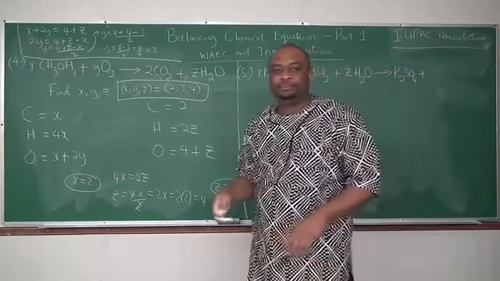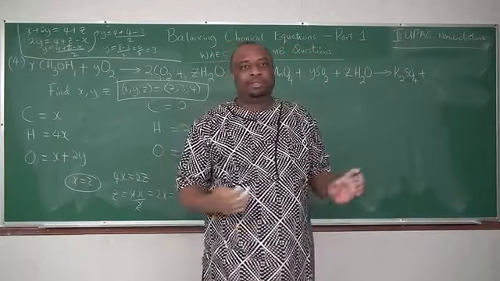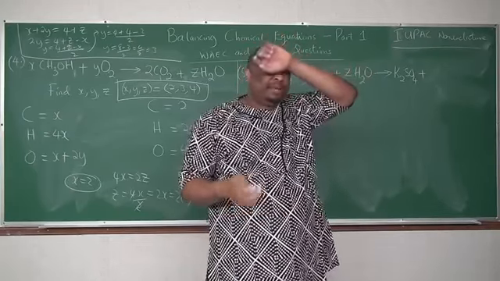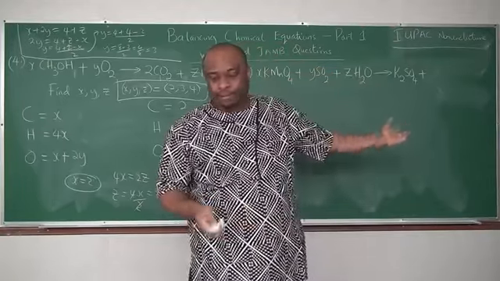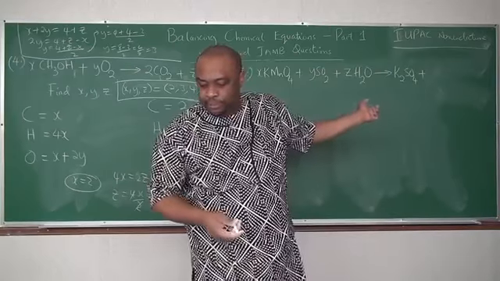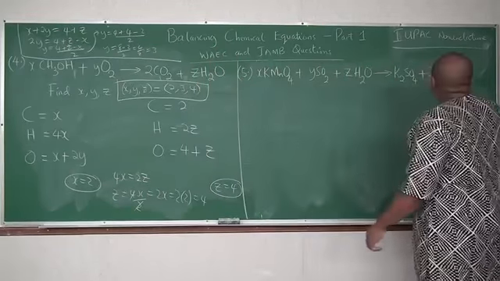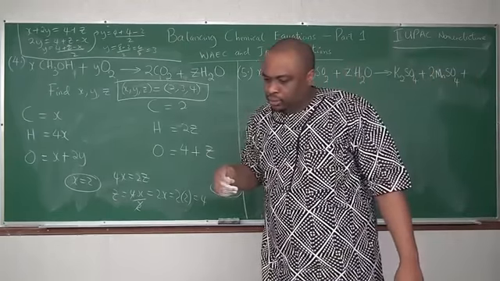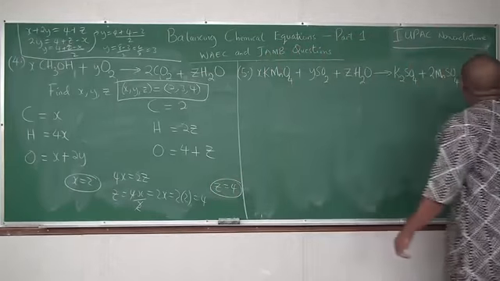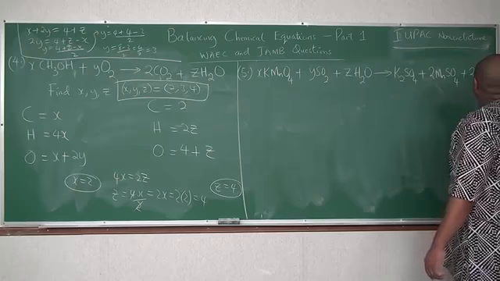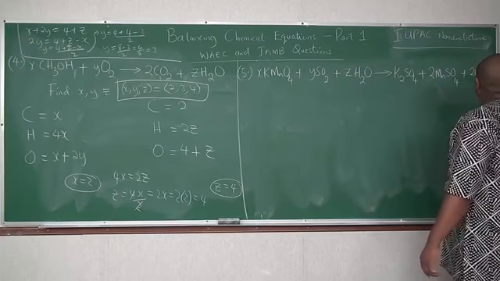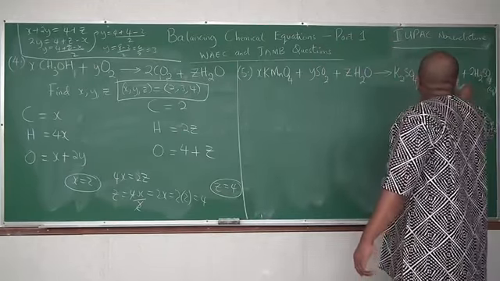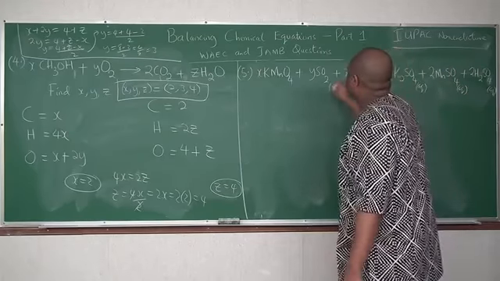Potassium sulfate is the old name, but you can say potassium tetraoxosulfate 6, IUPAC name, plus 2 moles of manganese sulfate, and 2 moles of sulfuric acid, tetraoxosulfate 6 acid. This is aqueous, and this is liquid, and this is gas.